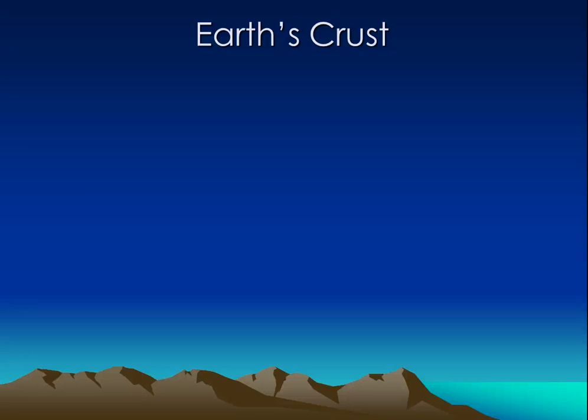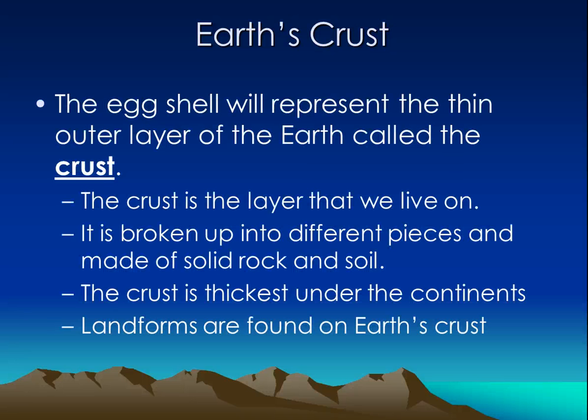Let's first talk about Earth's crust. In our analogy, the egg shell will represent the thin outer layer of the Earth called the crust. The crust is the layer that we live on. It is broken up into different pieces, and we'll talk about those different pieces next level. And it's made up of solid rock and soil. The crust is thickest underneath the continents. Underneath the oceans, it's not as thick, because it doesn't have as much land there to take up space. We also find landforms on Earth's crust.